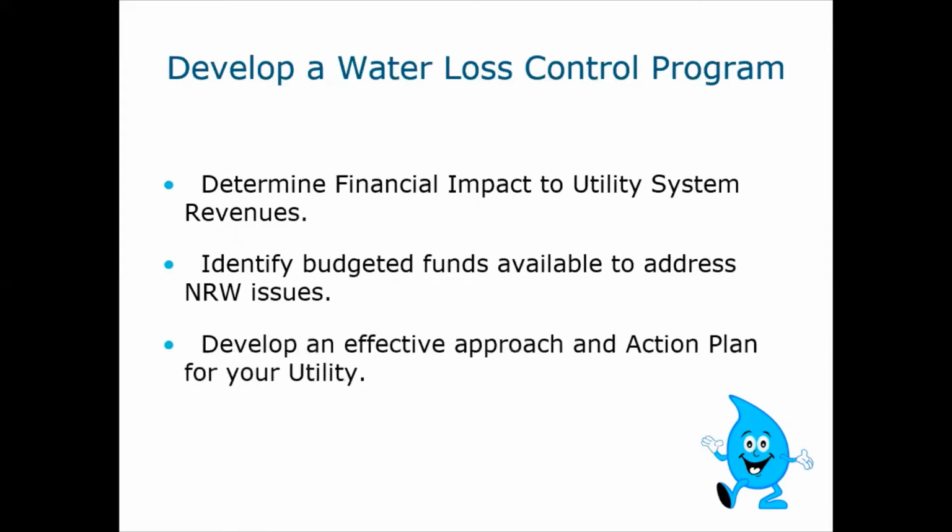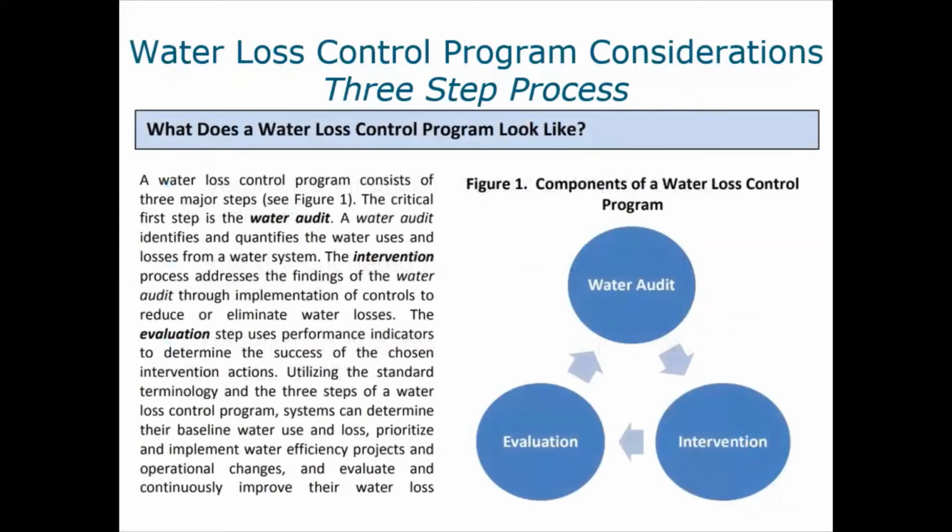Develop an effective approach and an action plan for your utility. And basically how we're going to do that, this is just an example of looking at a 3-step process of how you can do that. Starting with our water audit, like we showed earlier with our water table. Basically just looking at where we are and where we stand currently.